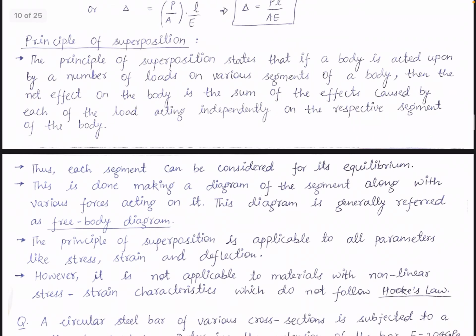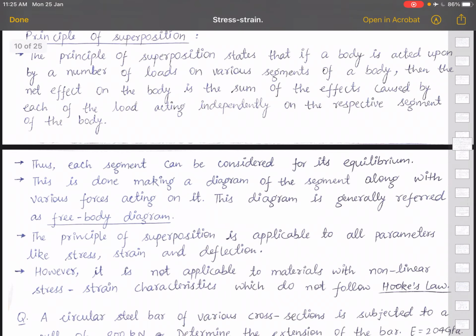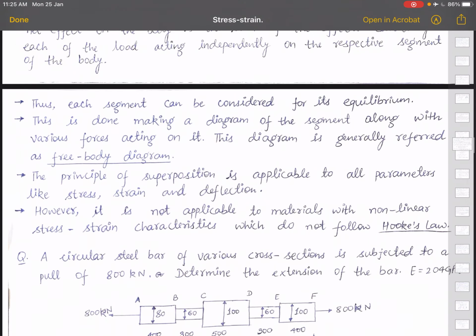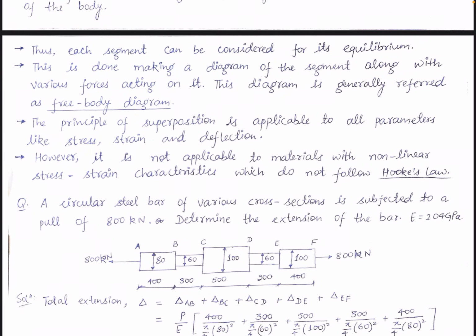But what is the principle of superposition? The principle of superposition states that if a body is acted upon by a number of loads, say various forces P1, P2, P3, P4 on different segments of a body, then the net effect on the body is the sum of the effects caused by each load independently. So you will first calculate the deformation with respect to P1, P2, P3 independently, and finally you will add them. This is your principle of superposition. Thus each segment can be considered for its equilibrium.